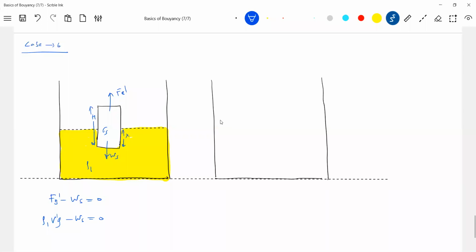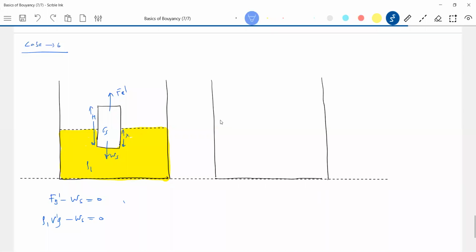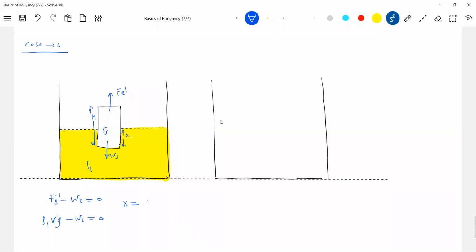So what is the condition of this? What is the X length? X length immersed should be equal to density of liquid by density of solid into H. When you solve it, we'll end up with this. What is V dash? V dash should be equal to A into X. What is A? Area of cross section of cylinder.